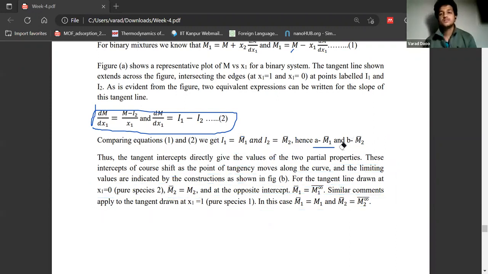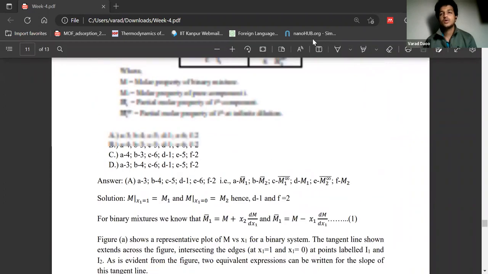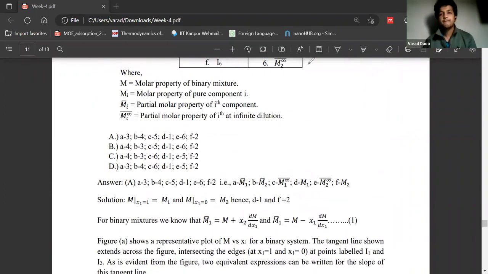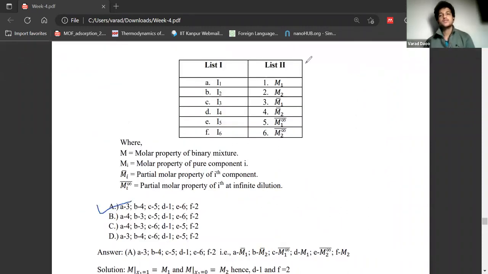Hence the correct answer is option A. Right? Anybody has any doubts? I hear no comments or no chat. So I hope that this question was clear to everyone, as also all the questions which we have taken till now.